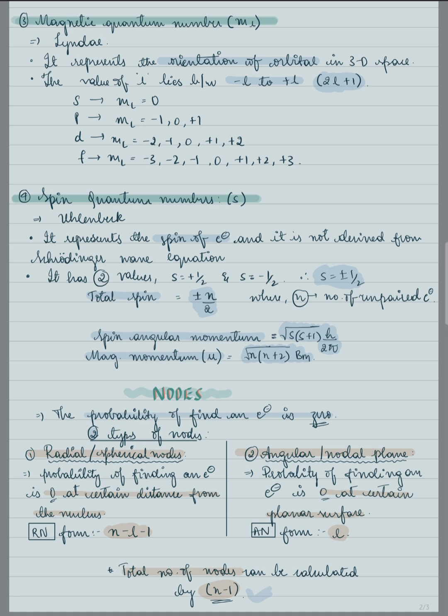Next is radial or spherical nodes. There are two types of nodes: radial or spherical nodes, and angular nodes or nodal planes. For radial nodes, the probability of finding an electron is 0 at a certain distance from the nucleus.